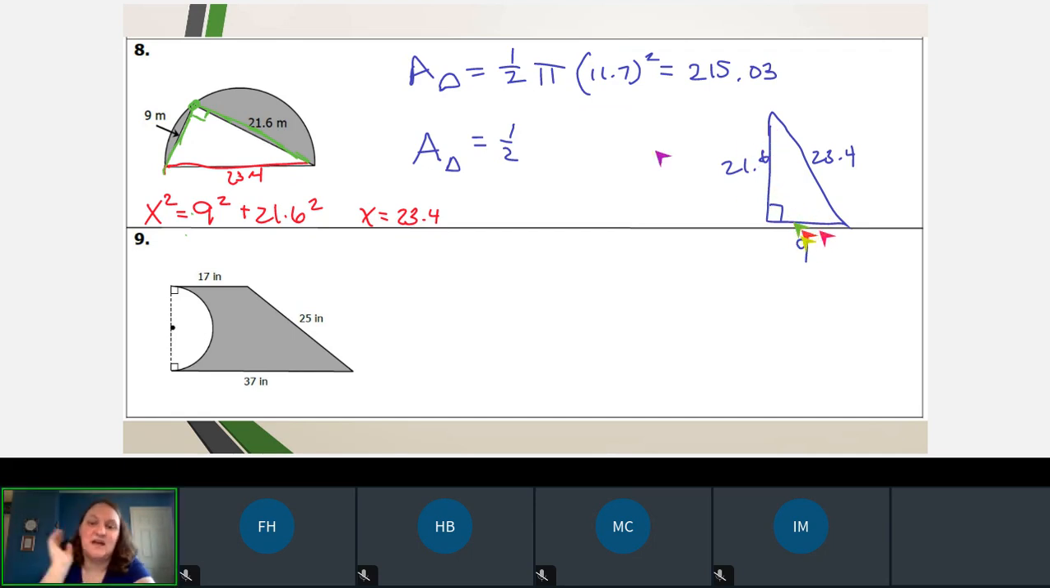Yeah, very good. The hypotenuse is not your base or your height. And the hypotenuse is 23.4. That's the longest side. And it's across from the right angle. So watch out for that, Navira. Thank you, guys.